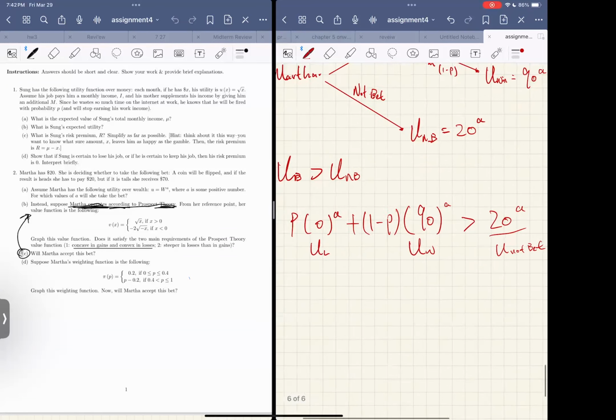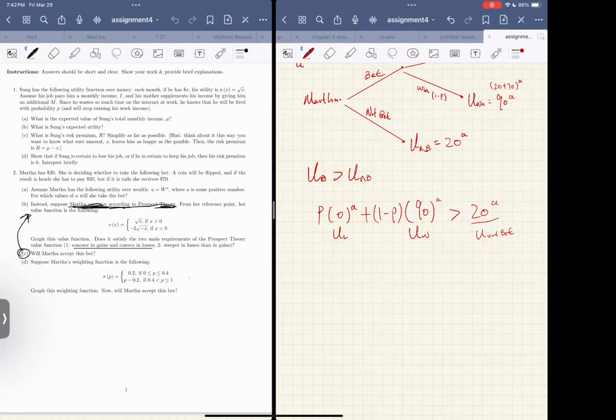Okay, and we have 0, and we have a probability of 1/2, plus 1/2 of 90 to the A, greater than 20 to the A. That's it. So 0, and we have 1/2 of 90 to the A. We can't distribute that.